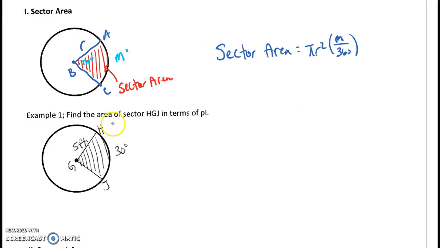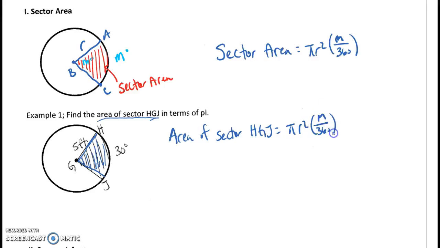We want to find the area of sector HGJ. So when we're talking about sector HGJ, we want to go ahead and look at the sector defined by that central angle. So this shaded region is the sector we're looking for. Okay? So remember, go ahead and write your formula. So area of sector HGJ is going to be pi times radius squared times m over 360. Right? So here our radius is given to us. Our central angle measure, which is also the arc measure, is 30. Super simple, plug it all in, and let's see what we get.